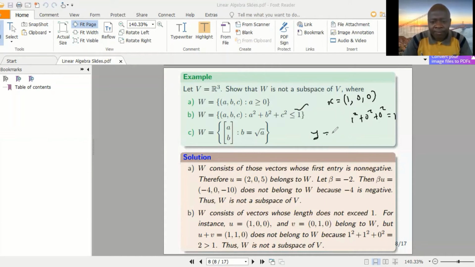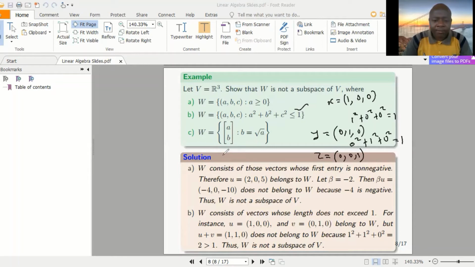We have Y, 0, 1, 0. Again, this will be 0 square plus 1 square plus 0 square, and this is 1. So it belongs to W. What about this one? 0, 0, 1. We have 0 square plus 0 square plus 1 square, which is 1. So it will also belong to W.